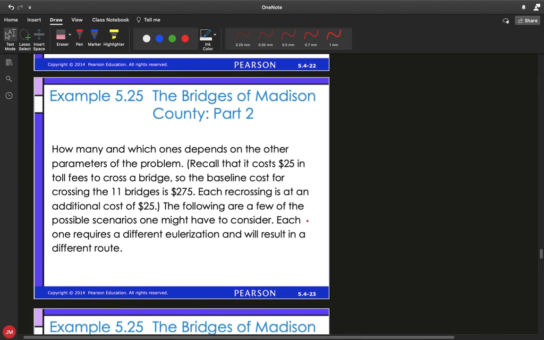Okay, so now, again, how many and which ones they're going to walk depends on the parameters. We're just going to use the fact that it costs $25 to cross each bridge. So at least you're going to be spending $275 to go across all 11 bridges. Now, obviously, you're probably going to have to go through some bridges more than once, so that's the base cost. It's going to be more than that, but that's what it's going to cost at the very least.